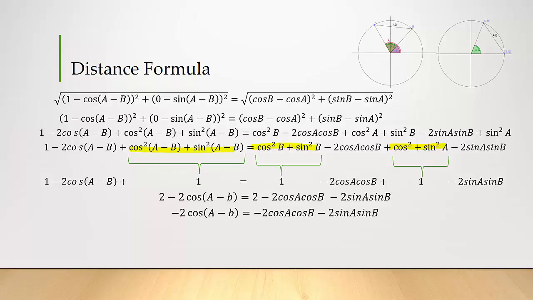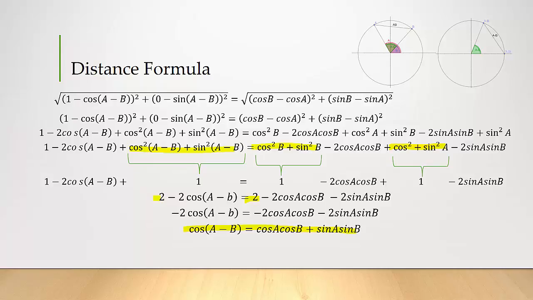And so since I have a 2 on each side of the equation, so here I have 2 and here I have 2, I'll just subtract those and get rid of them. Then I'm going to divide each of these by -2, and now I have a formula for cosine of A minus B. So I'm almost there. I have a formula that relates cosine of A minus B in terms of cosine and sine of A or B.